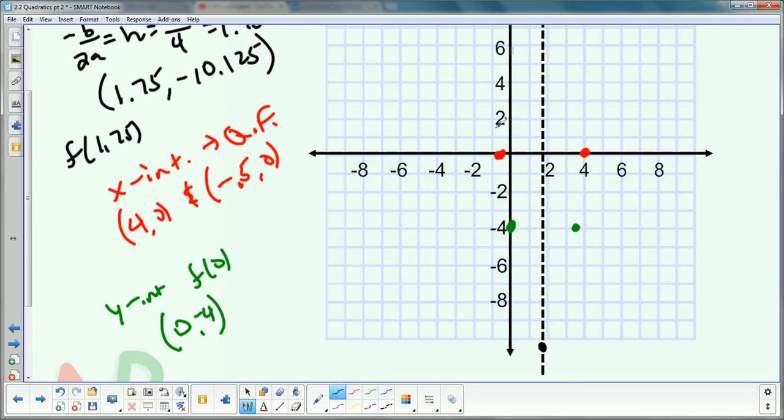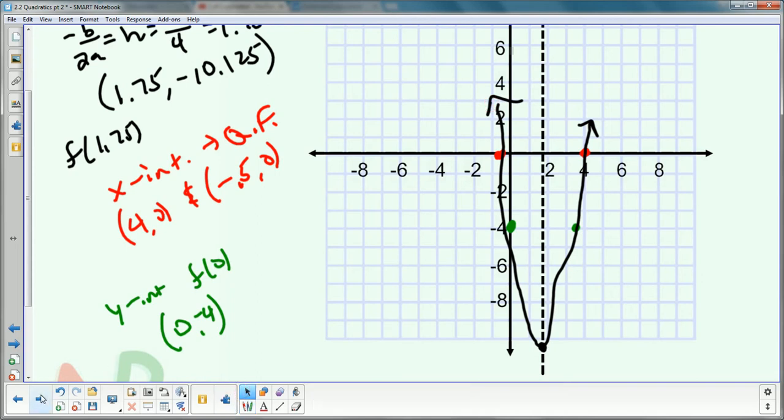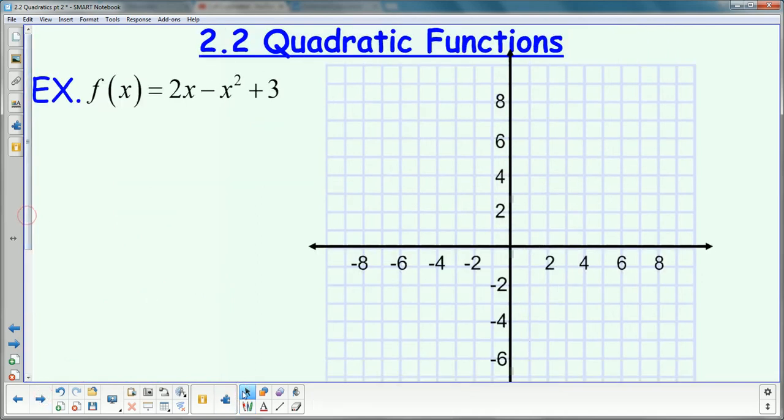And then to finish it off, I've got my 5 points. So I'm just going to draw a just wonderful parabola right here, and finish it off. Okay, hopefully yours looks better than mine. So next example then, same idea.